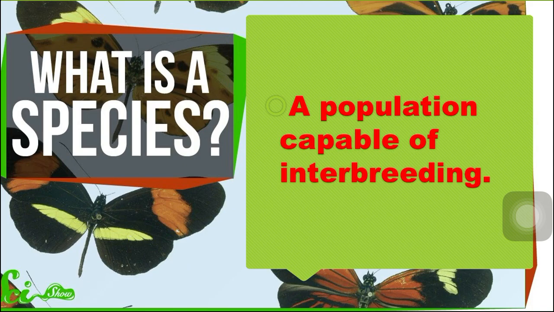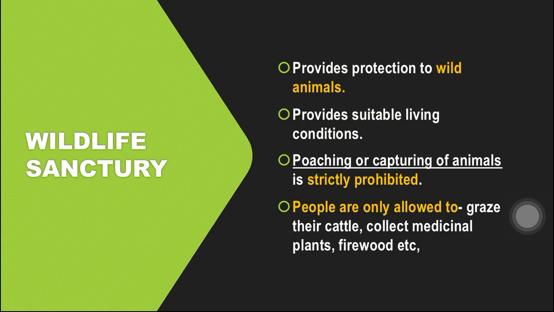Like a dog can breed among its species, but it cannot breed with a cat because a cat belongs to a different species and a dog belongs to a different species. So this is the species.